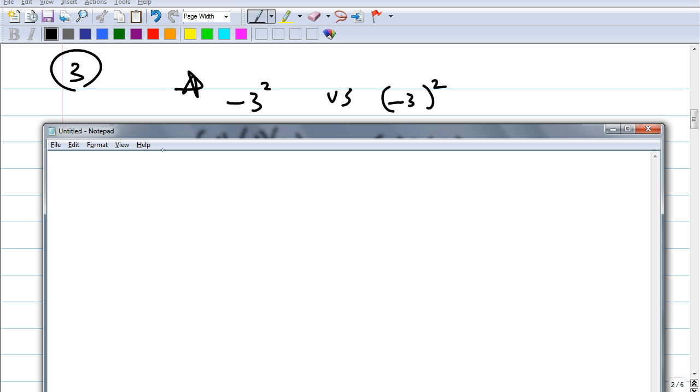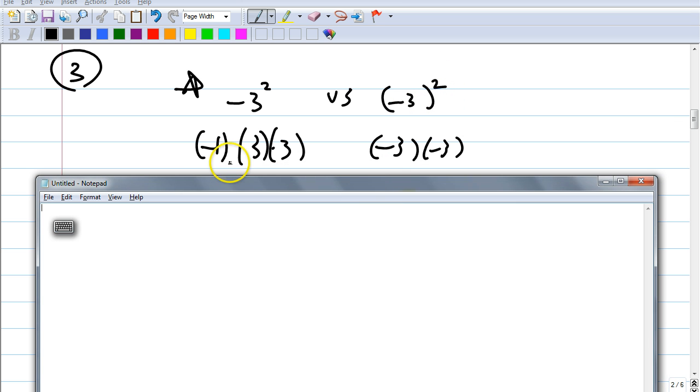The first expression, the exponent 2, does not see the negative sign, does it? It only sees the 3. Whereas the other one, when there's a parenthesis around -3, guess what the exponent sees? It sees the -3. So you could think of this as -1 times 3 times 3. Whereas the other one, it is what? -3 times -3.